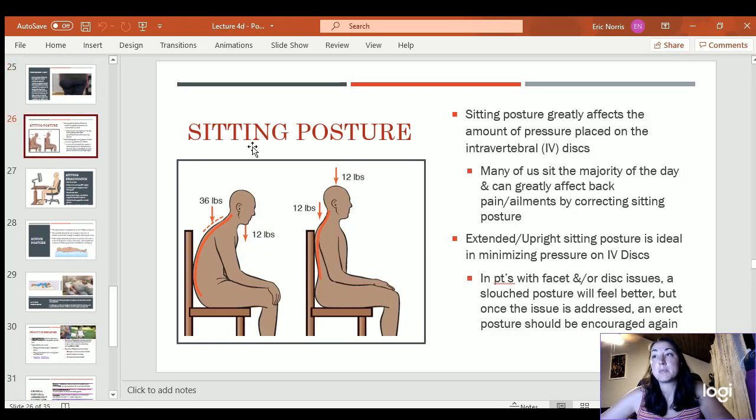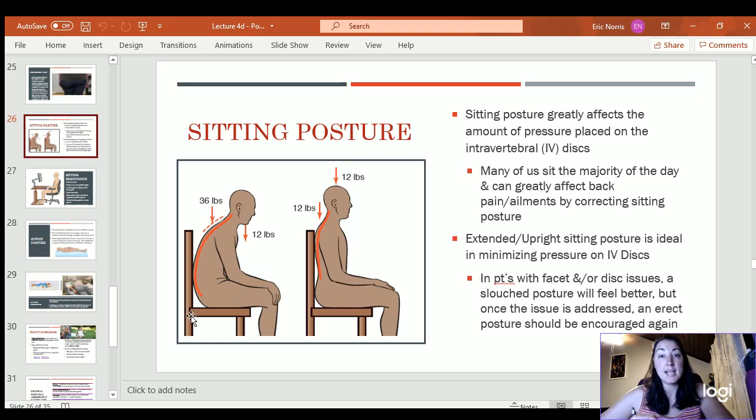Our sitting posture greatly affects the amount of pressure on your intervertebral disc. So if you are sitting upright with proper support, then the intervertebral disc will only be absorbing the amount of pressure coming from the head. If your head is 12 pounds, there will only be 12 pounds of weight being absorbed by the intervertebral disc.